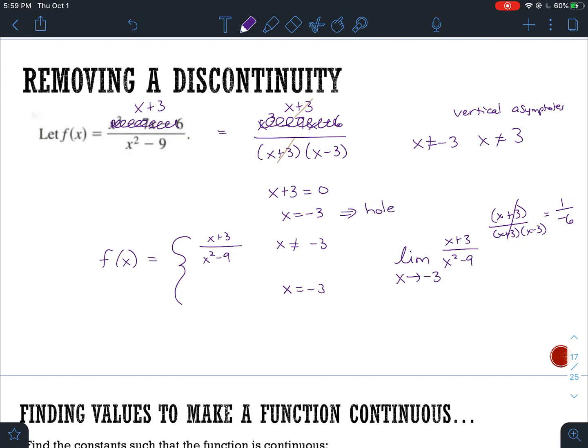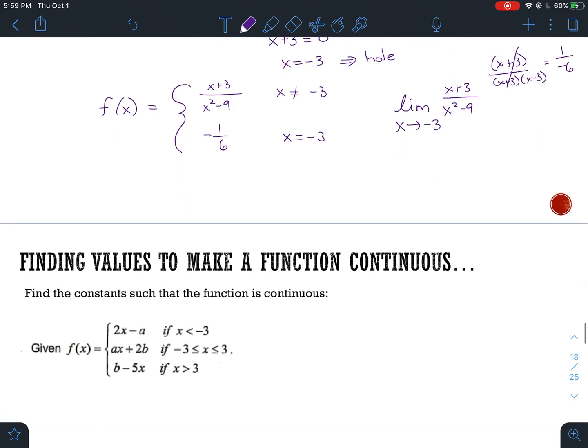So if I make an isolated point that fills in the hole, so if x is equal to negative 3, if I make the y value negative 1/6, I filled in the hole. So I've removed that discontinuity by filling in the hole. So you can remove discontinuities by filling in holes. You can't remove a jump discontinuity or an asymptote discontinuity though. There's no way to fill it in with an isolated point.